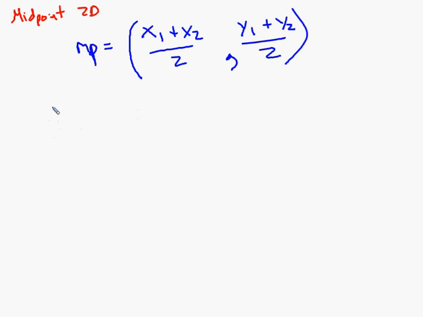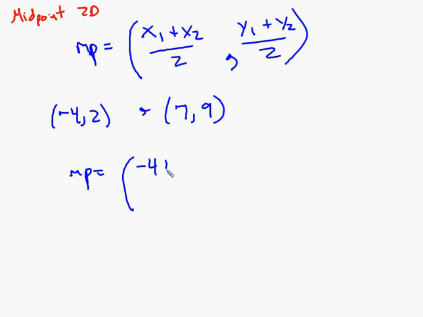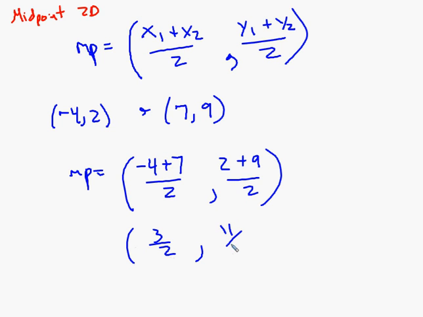So if I had the ordered pair (-4, 2) and (7, 9), and I wanted to know the midpoint of the segment that connects those, I'm just going to plug those into this formula. So our midpoint is (-4 plus 7 divided by 2, 2 plus 9 divided by 2), and we get (3/2, 11/2), and that's our midpoint. Do not drop the parentheses. This is an ordered pair, so we need the parentheses there as part of this.